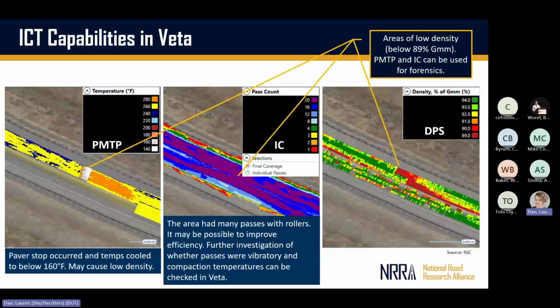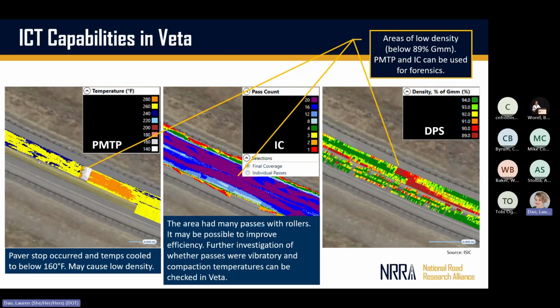And so here's just one example I'm going to show. Again, the point I want to make here is if I was having to use PMTP software for this and IC software for this and DPS, it'd be a lot harder to make a chart like this that's just really quickly showing all this information. So starting on the left here, we've got our PMTP. That's our paver mounted temperature system. That's going to give us that nice heat map of our temperature right behind the screed.